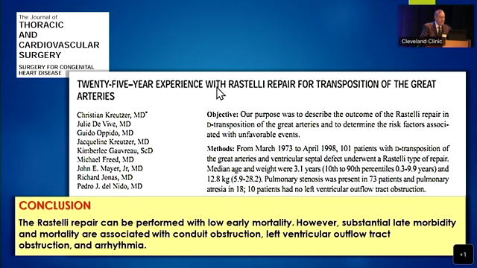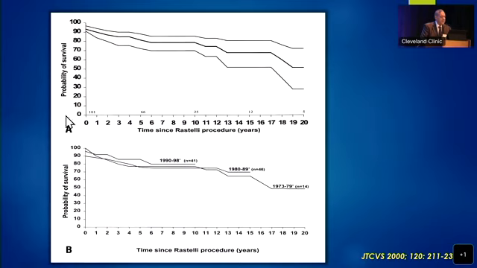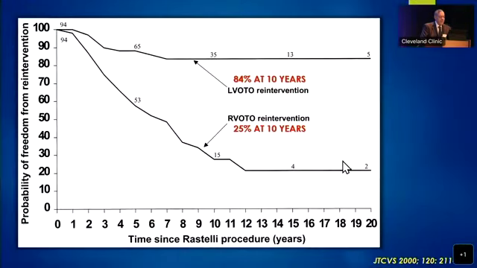This is a 25-year experience published in the year 2000 from Argentina, looking at the late outcomes of the procedure. As you can see here, the probability of survival is very good. This is looking at 20-year survival, and if you divide it into various eras, you can see that in the more recent era, survival is better. It also looks at freedom from left ventricular outflow tract obstruction, 84% at 10 years, and freedom from RVOT obstruction, 25% at 10 years.